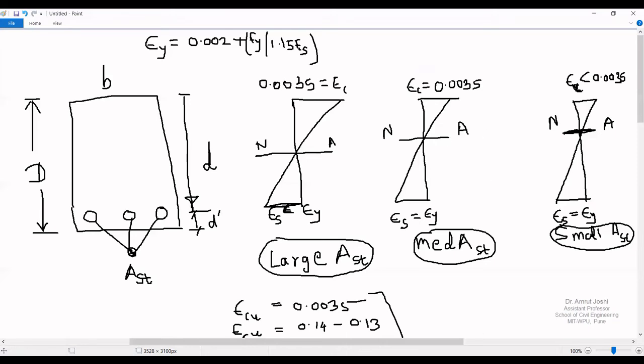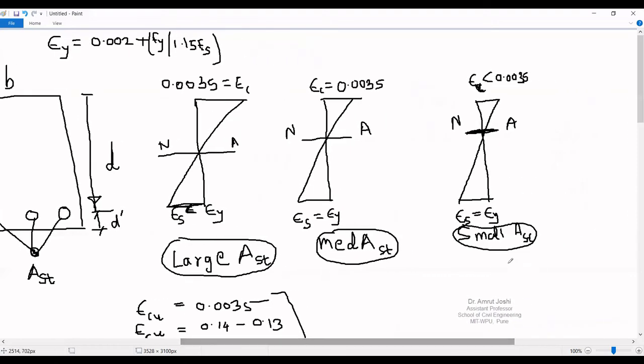Whereas if you look at the third cross section, the steel has reached its yield strain, but the concrete is well below its ultimate compressive strain, and therefore we have one step ahead. The steel now will start yielding, its strain will start increasing, and till the time it reaches 0.14 to 0.23, there is no problem at all.